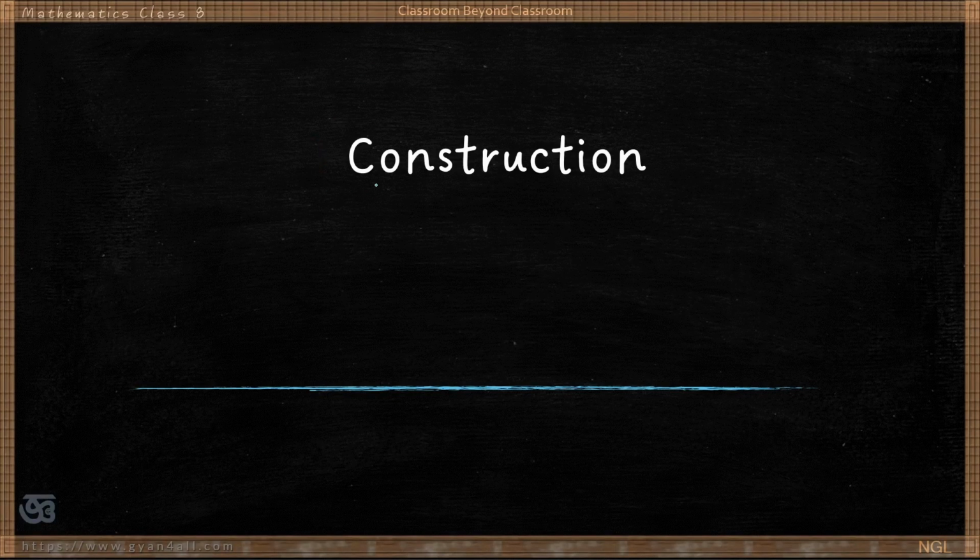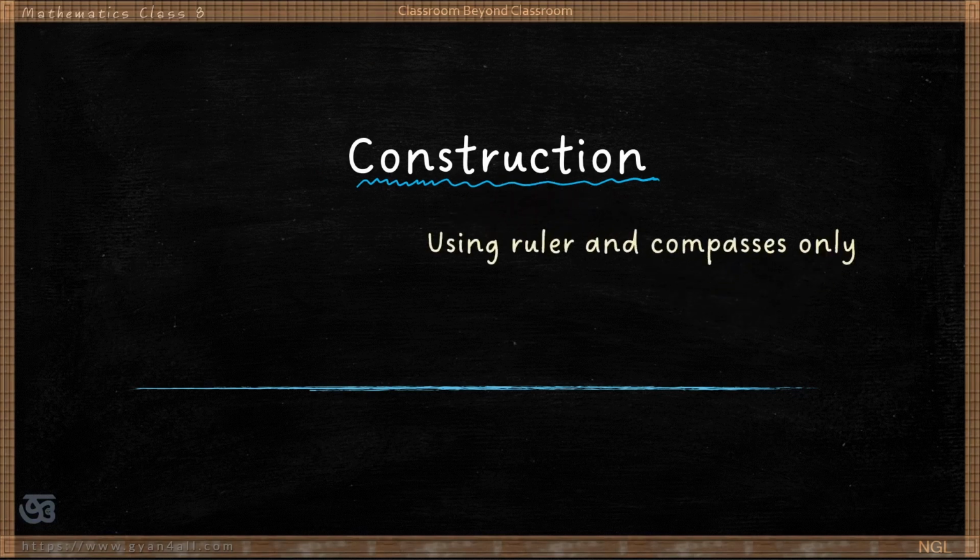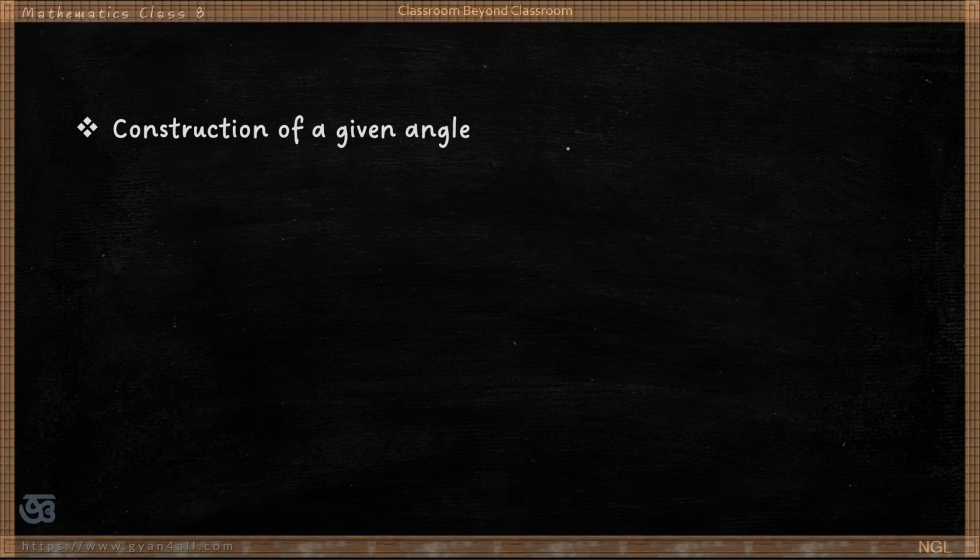Greetings and welcome. Today we'll learn the construction of geometrical figures, and we'll construct these things only by using ruler and compass. We'll learn construction of a given angle. If an angle is given, we have to reproduce or replicate that angle in this video.